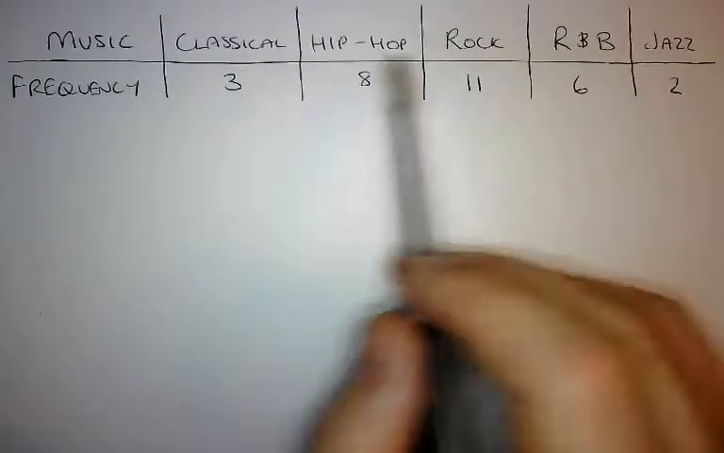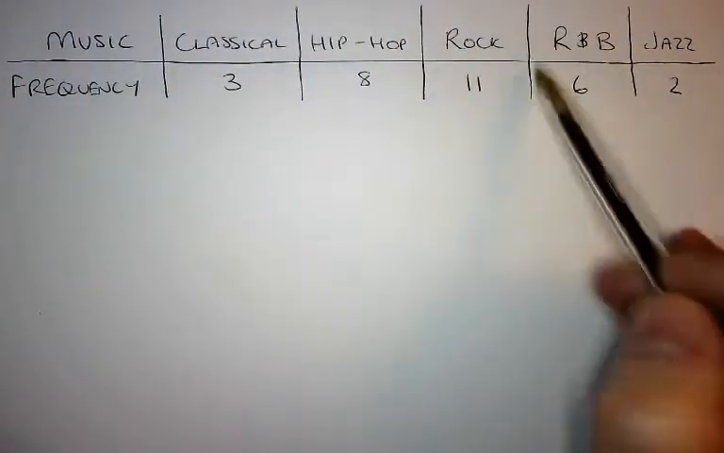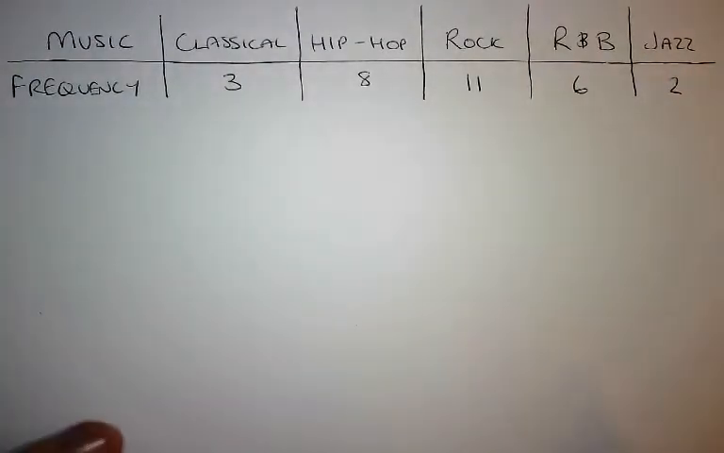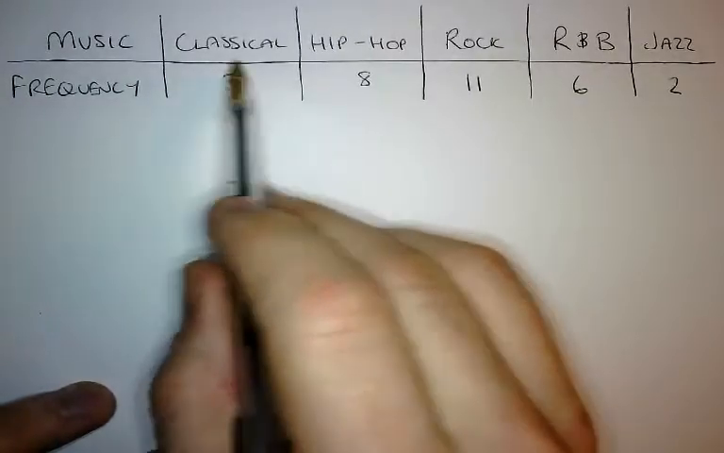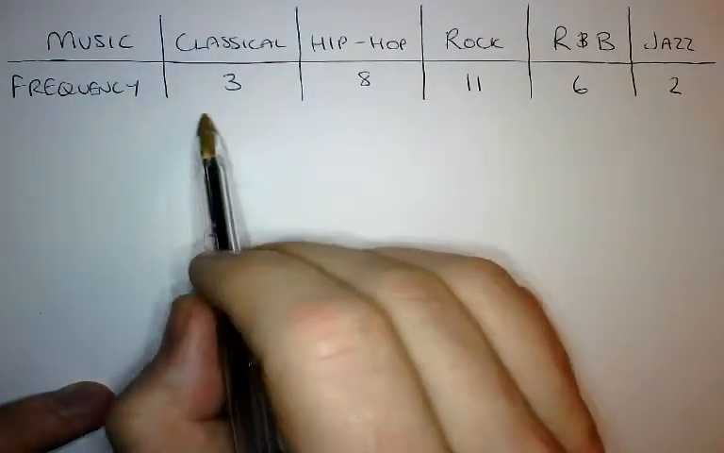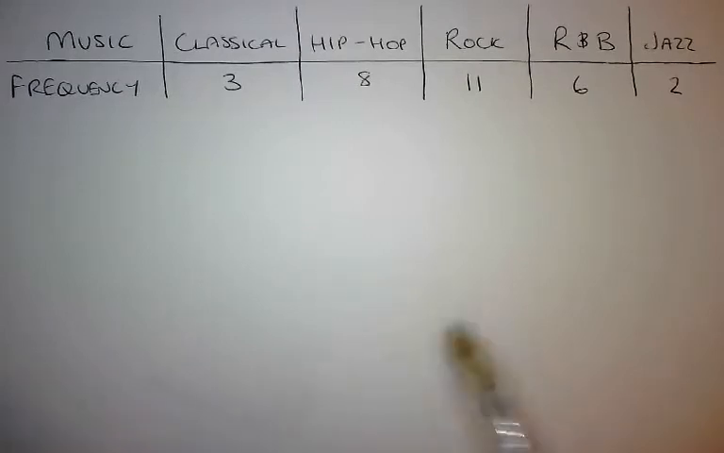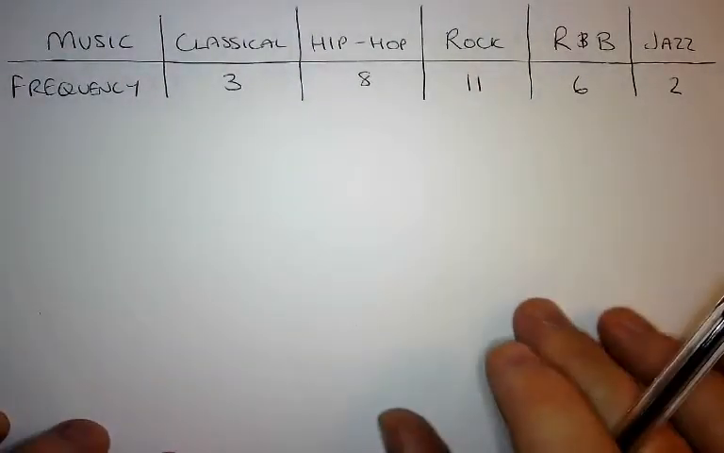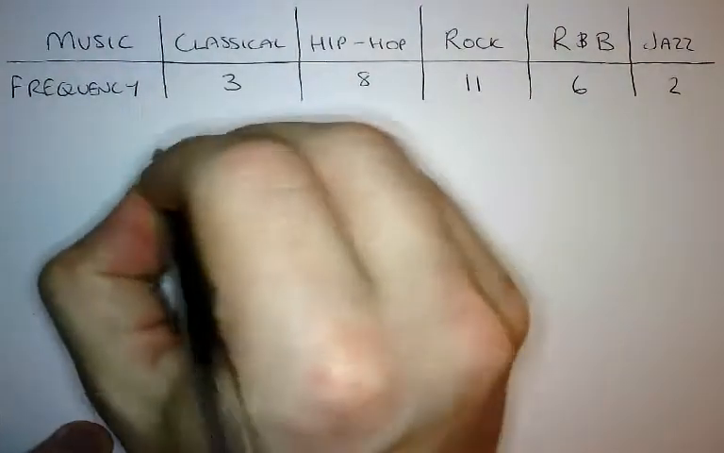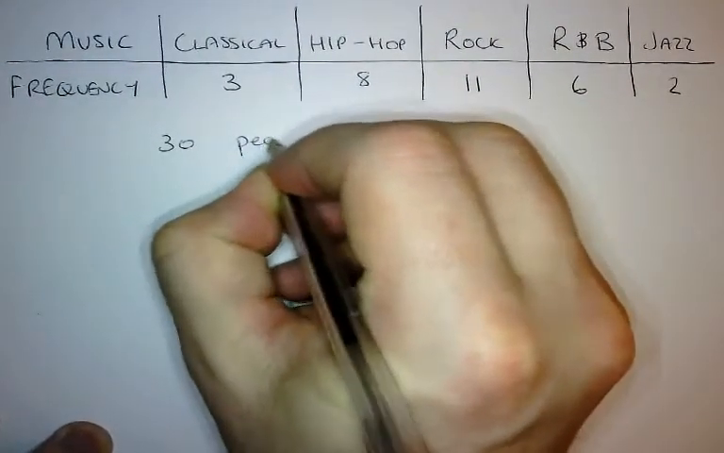Well, we need to work out what each one of these represents in terms of degrees and angles. You need to remember that there's 360 degrees in a circle. What we're going to do is find out what fraction of the data is classical. So we have to count up how many people there are in total. We're going to add 3 plus 8 plus 11 plus 6 plus 2. If you're like me and you can't use a calculator, that's 30. So there are 30 people in this survey. I'm just going to put a little note, 30 people total.